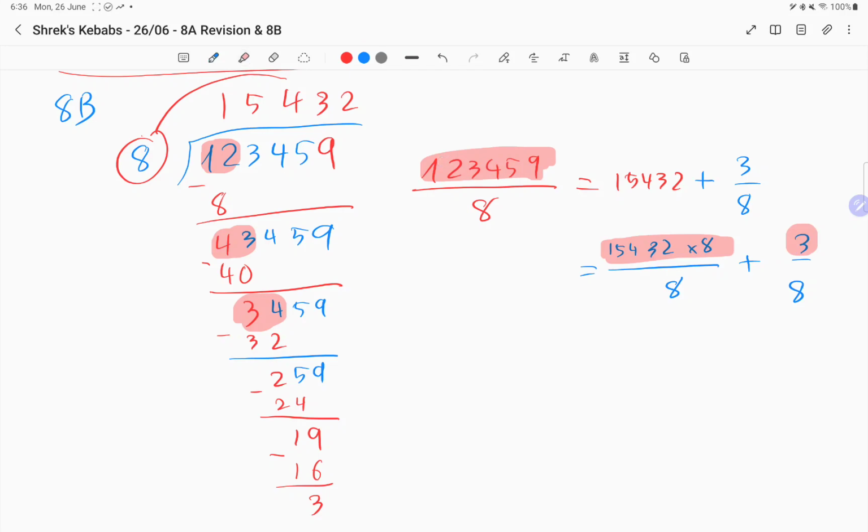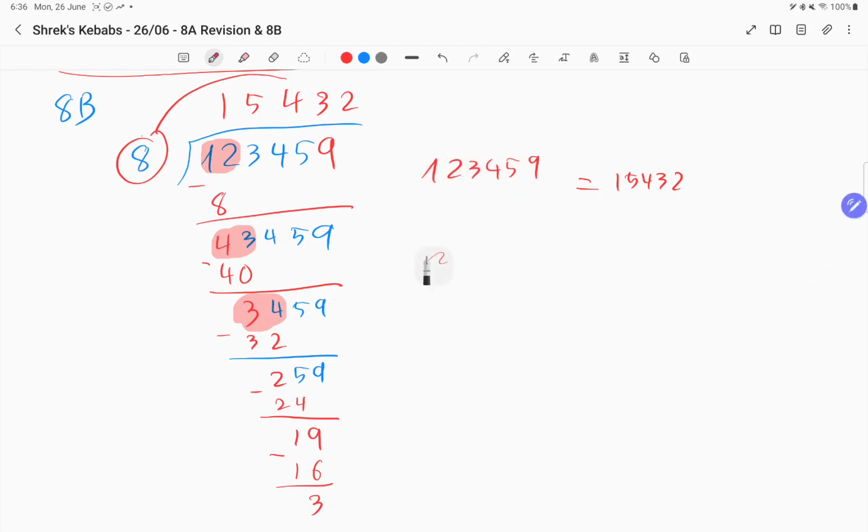Does that make sense? Maybe I'll write it in a slightly different way. Let's say 123459 is the same as that number there, times by 8, and then you plus the remainder, which is 3. Make sense? Now, look what happens here. I divide both sides by 8.